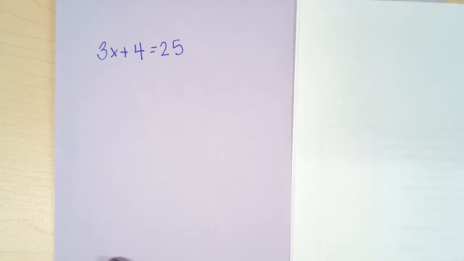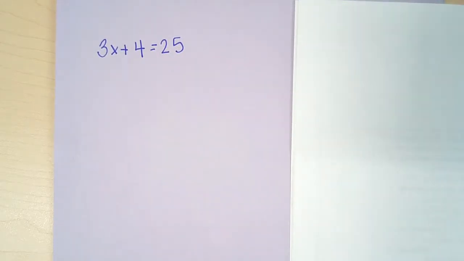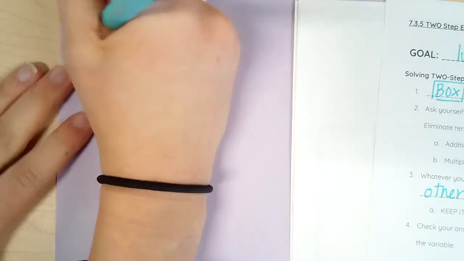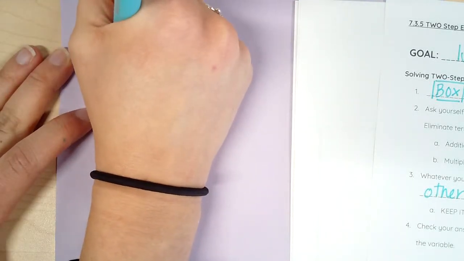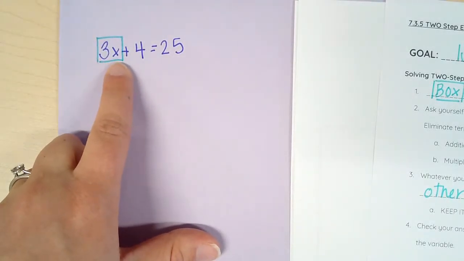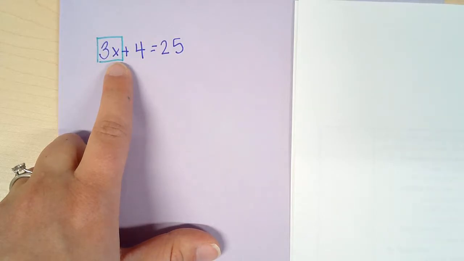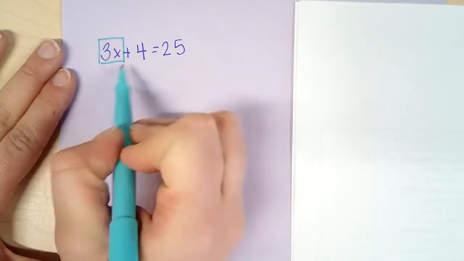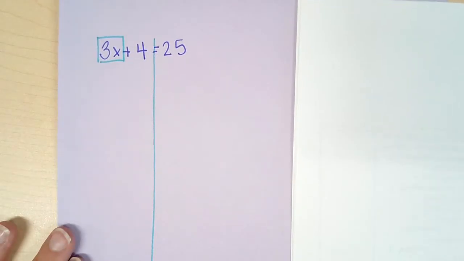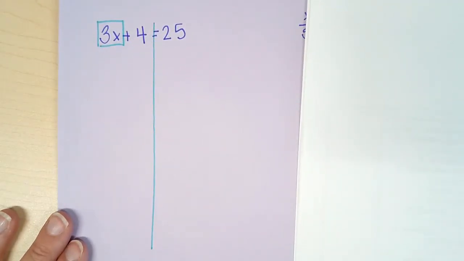We've got 3x plus 4 equals 25. So as our notes say, we put a box around the entire term that contains the variable. In this case, x is part of a term with 3. So our variable is x, and 3 is attached to it. That's the coefficient. So this is one term, so we box the entire term. And then I draw my line showing my balance.